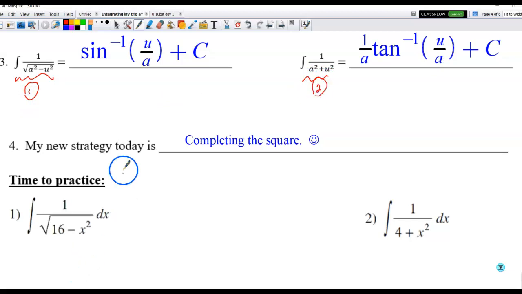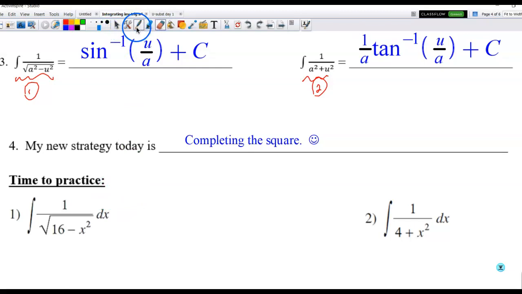So when your math eyes look at the integration problem, which of the 2 forms does it look like? Well, it looks like number 1 because first of all there's a square root. Now you got to be careful that there's no plus in here, otherwise it's not that form. So you don't just look at the square root, you got to look at the whole thing.